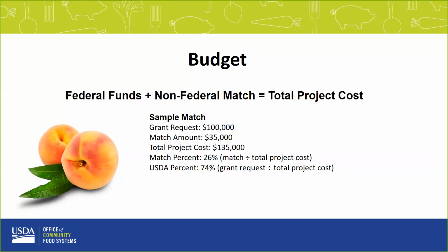Not 25% of the federal portion, 25% of the total project cost. This match can come from cash or in-kind services, such as the value of facilities, equipment, or services provided. Here's an example match calculation, and there's a tool to help you calculate the match required on our website.